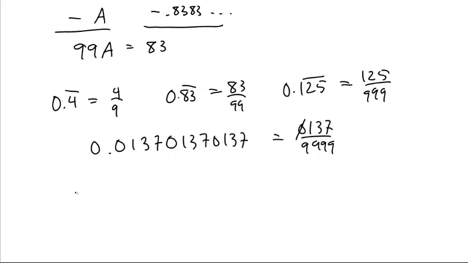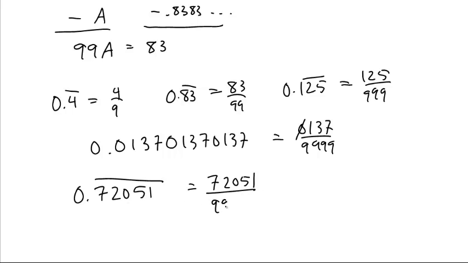Maybe that was too complicated. Maybe if I say 0.72051, the whole thing repeated, that's going to be 72051 divided by, what, 5 nines. It's a nice trick.